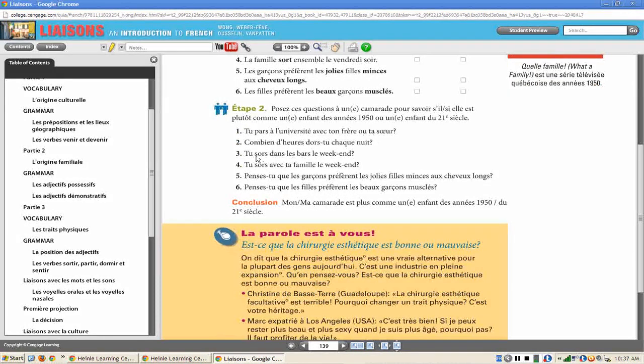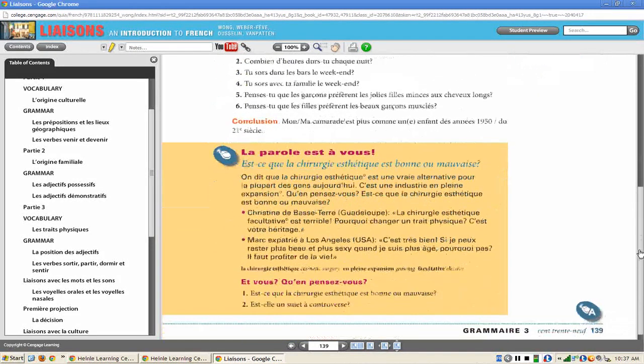And then you also have these questions. Tu pars? Combien d'heures dors-tu? Voilà. Just work it out. Have fun with it. And I'll see you back on Tuesday for our class on adjectives.